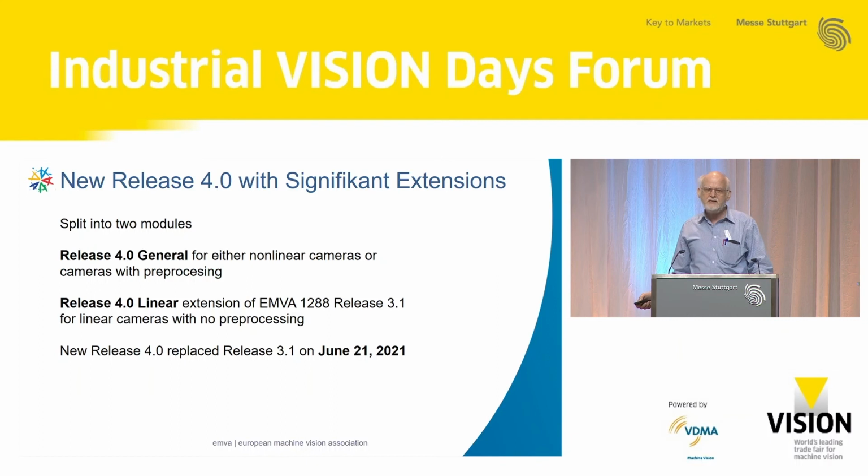We have split the standard now into 2 modules. One is a new module, release general, which is applicable to nonlinear cameras and also any camera which has pre-processing in it. We continue, of course, the old version 3.1 in the release 4.0 linear, which is basically a small improvement of the release 3.1.